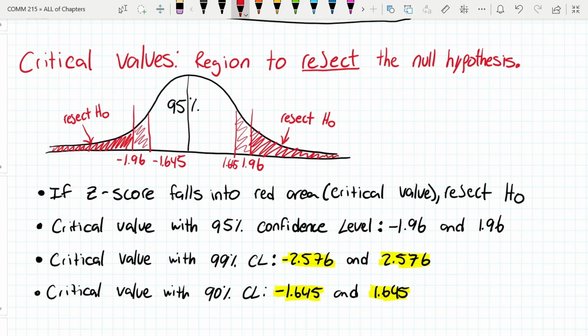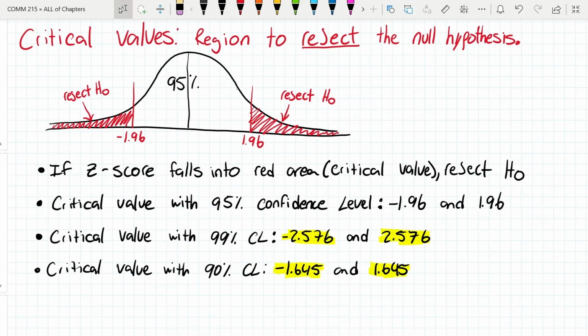So that means we have more possibilities to reject the null hypothesis. And yeah, pretty much the higher your confidence level, the better it is to make sure what you're doing is correct. So that just shows the importance of a higher confidence level.